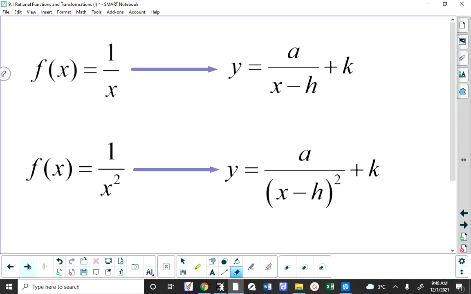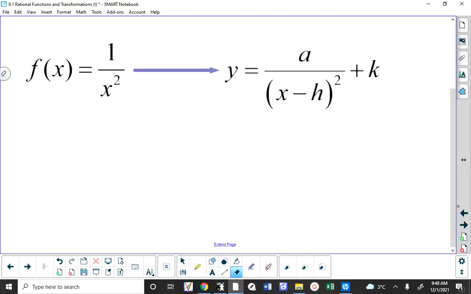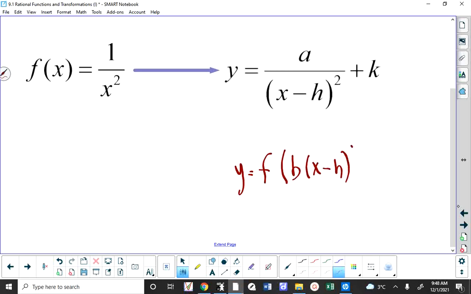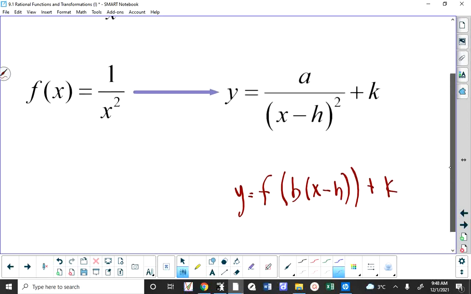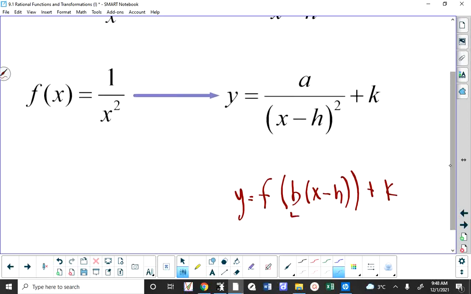If you apply your a, h, and k to 1 over x squared as a function, in other words, you're doing this, y equals f of b bracket x minus h bracket plus k, then this would go into the function, and the function is 1 over x squared, so we have 1 over, and I included b again out of habit, we're not including b.